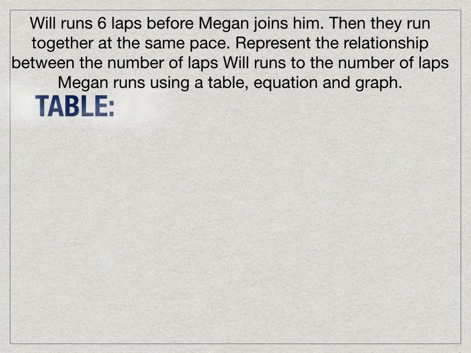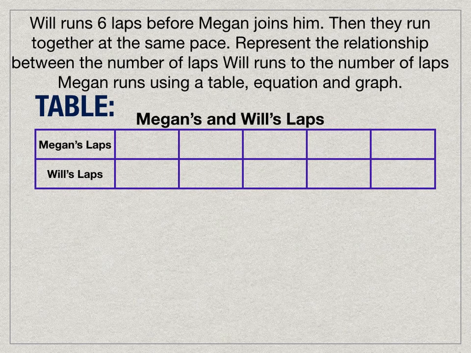Using a table, I set up my table to go horizontal. You could have a vertical table as well. I set up Megan's laps in my top row and Will's laps on the bottom row. Again, they could be switched. It just depends on your preference. When Megan runs 0 laps, I'm just going to plug in 0, 1, 2, 3, and 4. If you read what it says, when Megan's run 0 laps, Will has run 6 because it says he runs 6 laps before Megan joins him. But then they start to run together.